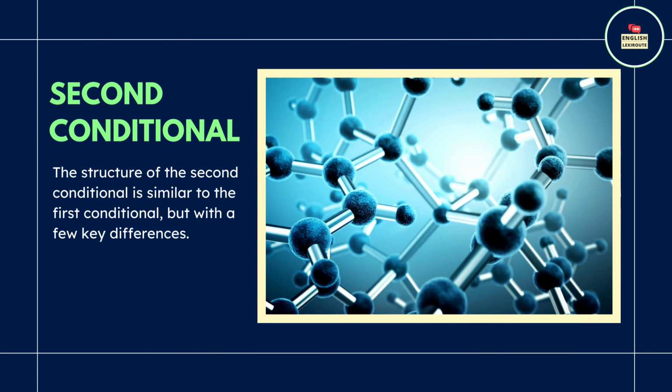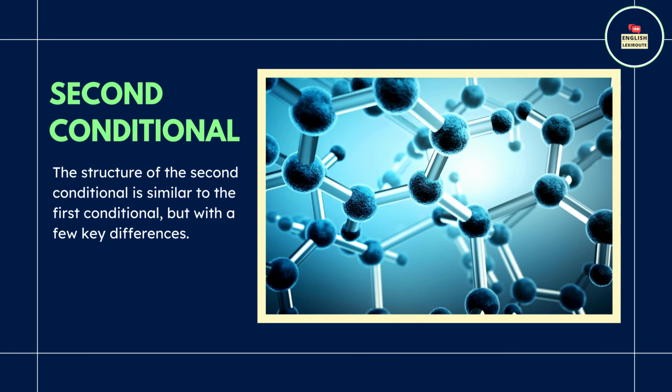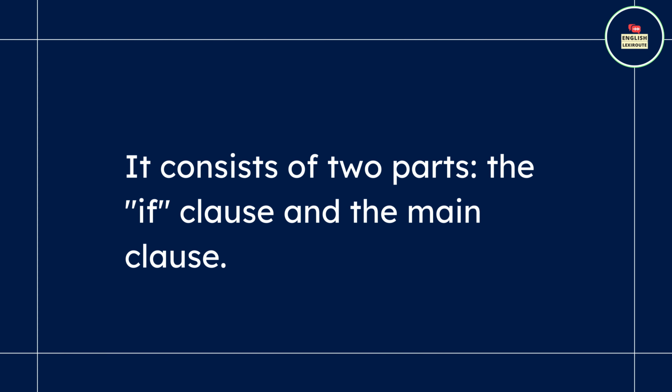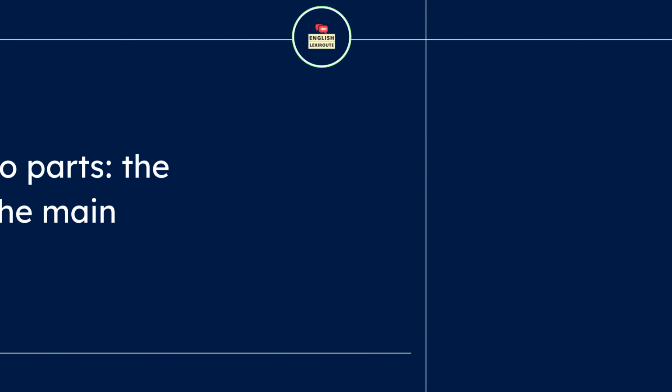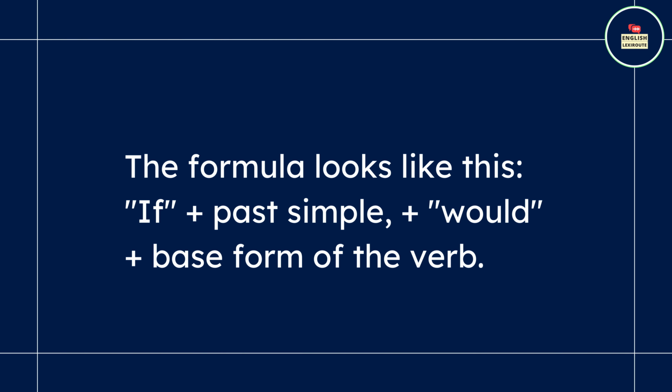The structure of the second conditional is similar to the first conditional, but with a few key differences. It consists of two parts, the if clause and the main clause. The if clause contains the condition, and the main clause contains the result or consequence. The formula looks like this: if plus past simple plus would plus base form of the verb.